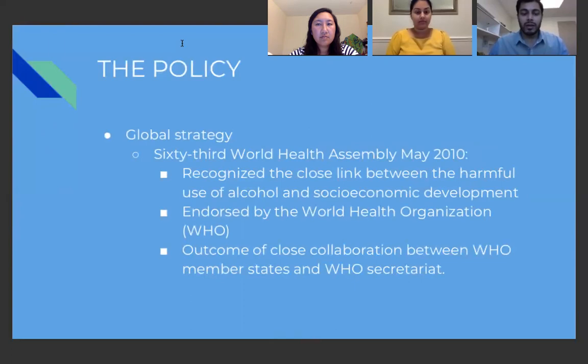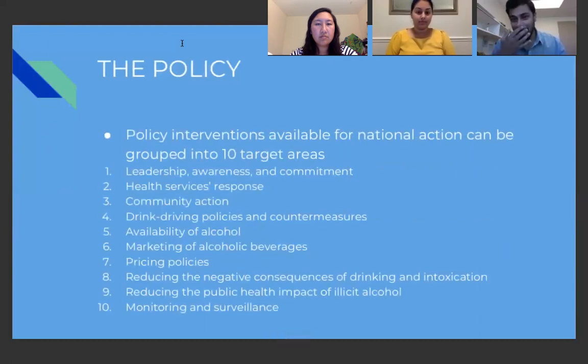So in order to develop this global strategy, the 63rd World Health Assembly in May 2010 recognized the close link between the harmful use of alcohol and socioeconomic development. This global strategy is endorsed by the World Health Organization, and is the outcome of close collaboration between the World Health Organization member states and the World Health Organization Secretariat.